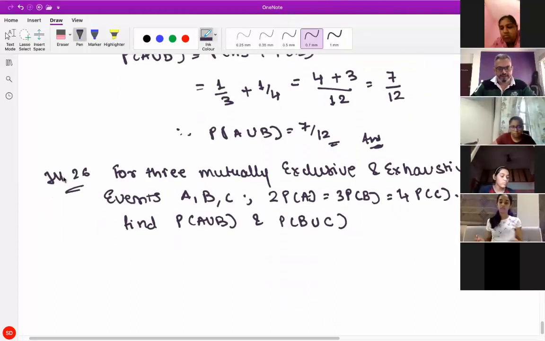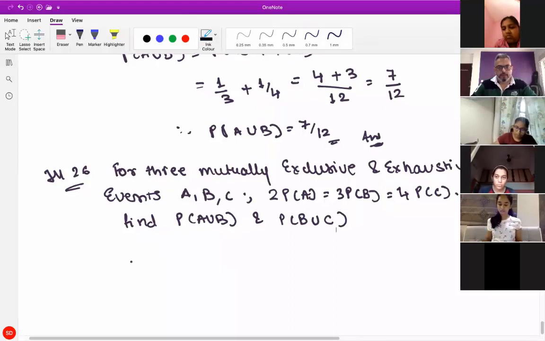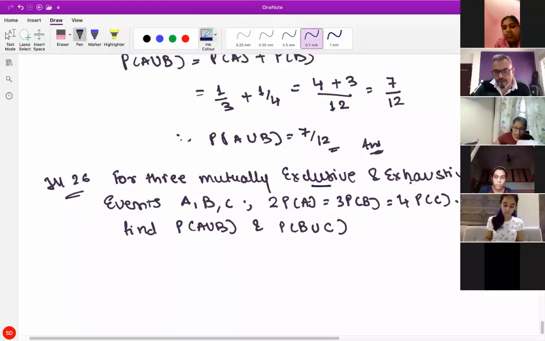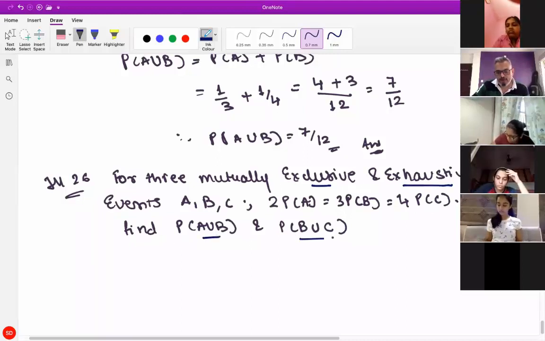Now illustration 26. For three mutually exclusive and exhaustive events A, B and C. First, let's understand what is mutually exclusive, meaning the three cannot occur together, and exhaustive, meaning A union B union C is equal to U, or probability of A plus probability of B plus probability of C is equal to 1. 2P of A is equal to 3P of B is equal to 4P of C. Find P of A union B and P of B union C.